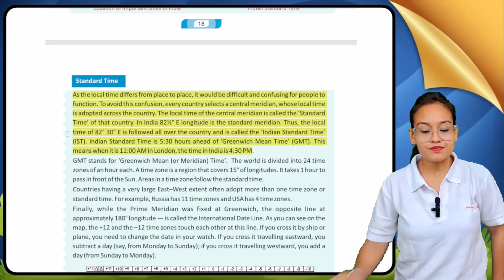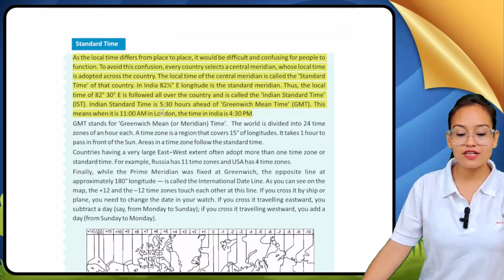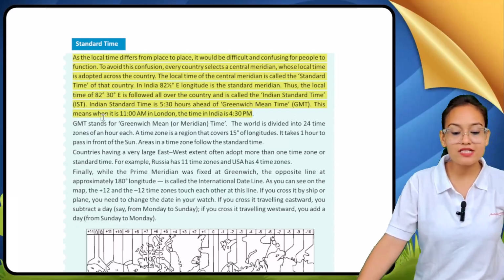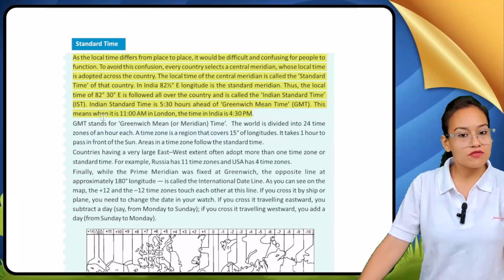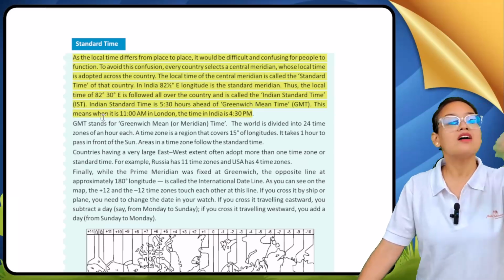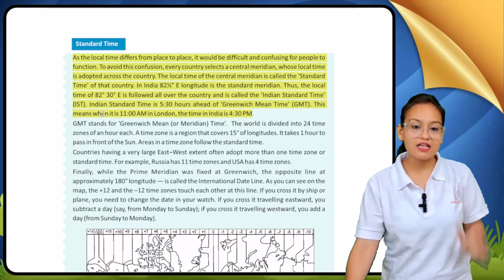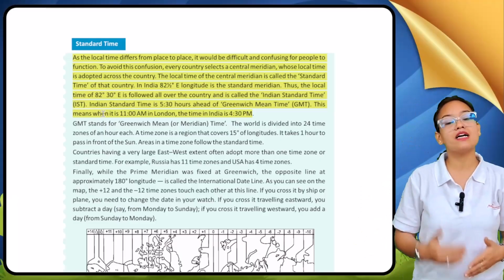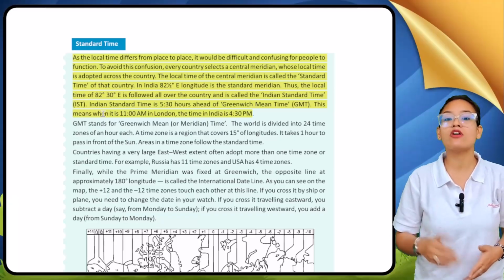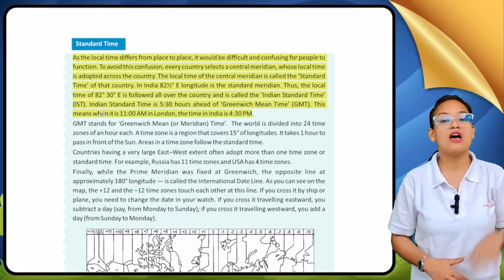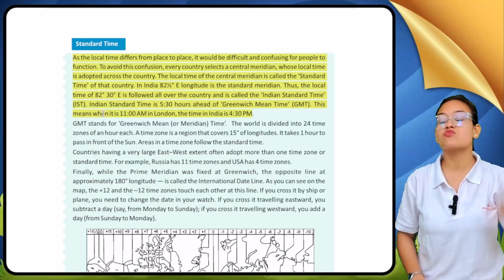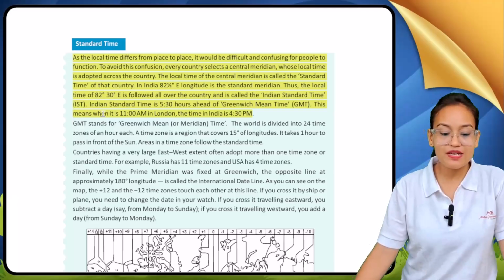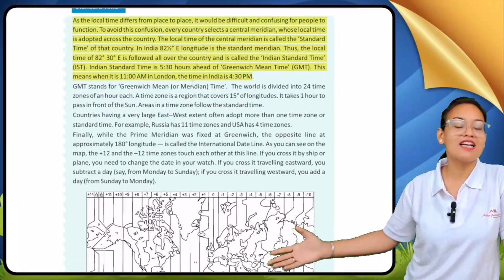Indian Standard Time is 5:30 hours ahead of Greenwich Meridian Time. For example, if at the Greenwich Meridian it is 1 p.m. in the afternoon, then in India it will be 6:30 p.m. in the evening. Our Indian Standard Time zone is 5:30 hours ahead of Greenwich Meridian Time. It means when it is 11 a.m. in London, then in India it is 4:30 p.m.